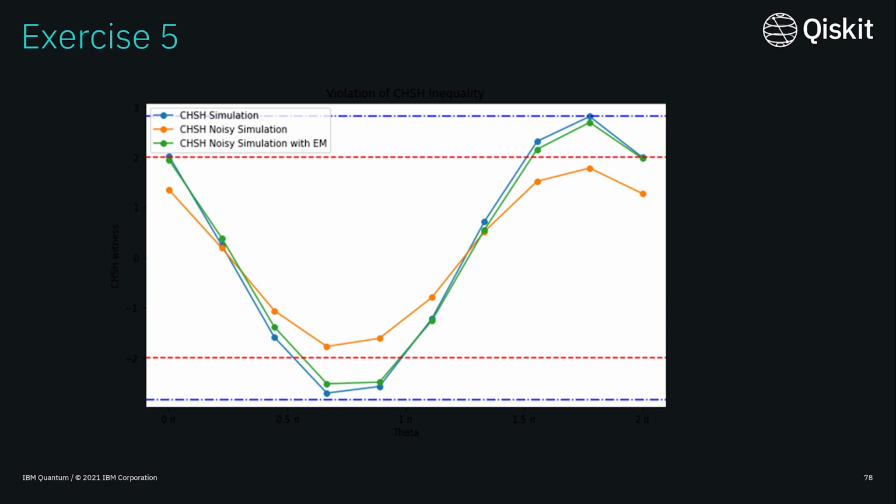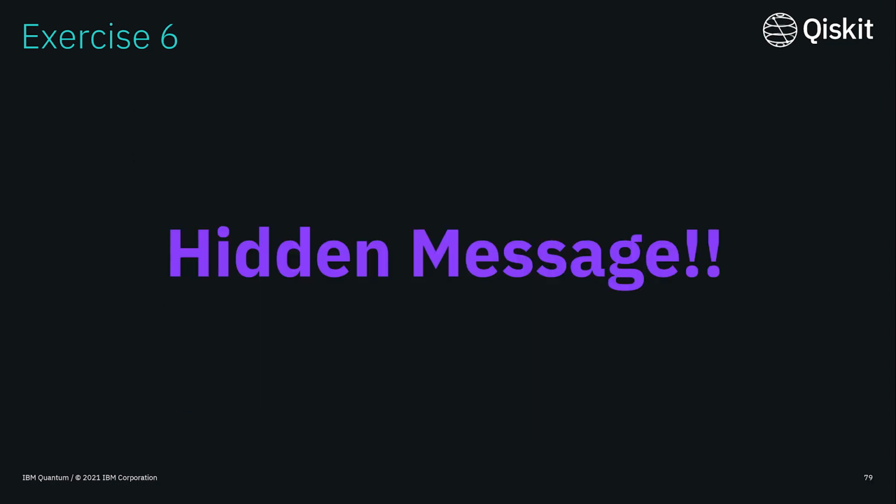Now you can see the result of the error mitigated CHSH is also very close to the simulated value and far from the noisy simulated value. For our very last exercise, you can find out what the hidden message is that you get from error mitigation. And after this submission, this is the end of lab 1.